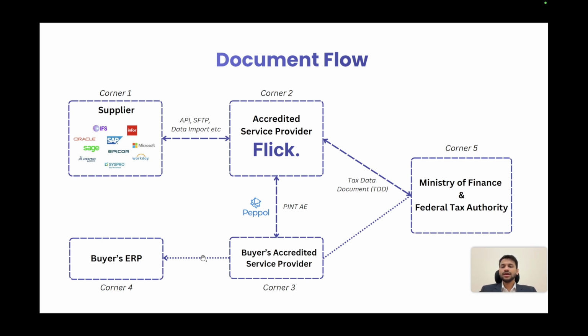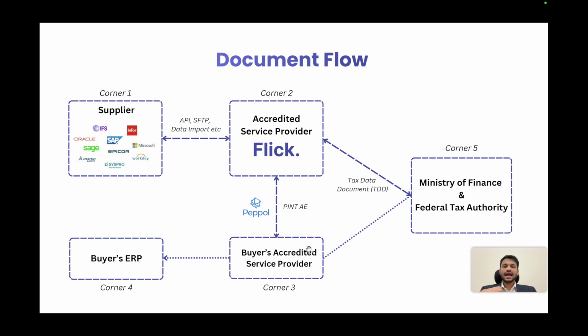Say for example, if you are the buyer over here and your business is using Flick as the service provider, and you are using Oracle or anything like that. So when your supplier, say for example ABC company, sends the invoice to their service provider, it might be Flick or any other e-invoicing vendor that is accredited in the UAE. So they might send it to the Ministry of Finance, and when they deliver it to us, since we are at your buyer side, I'm speaking from a buyer perspective.